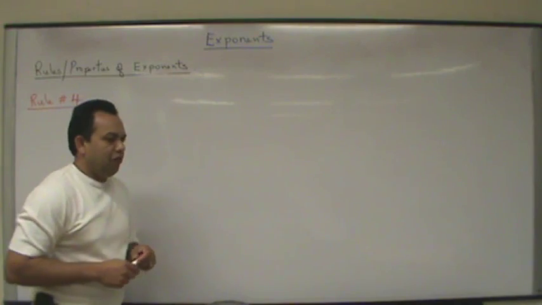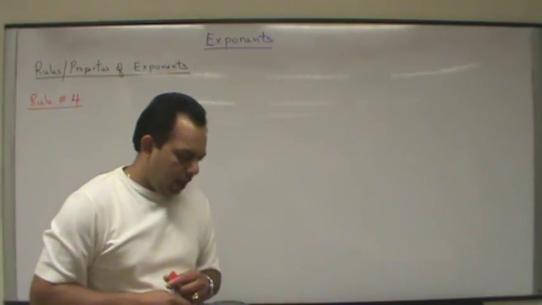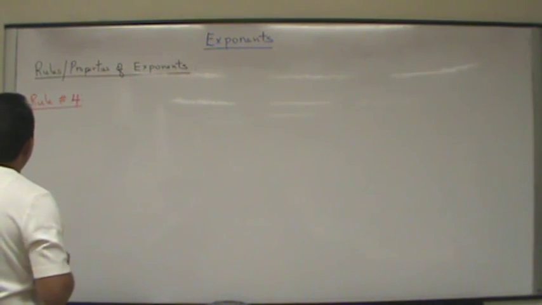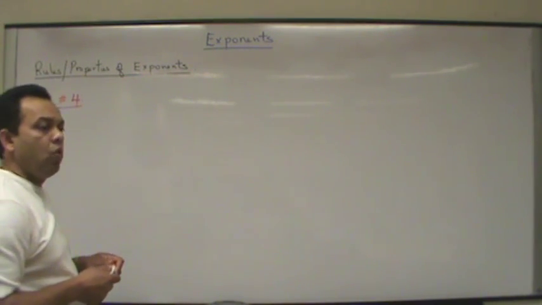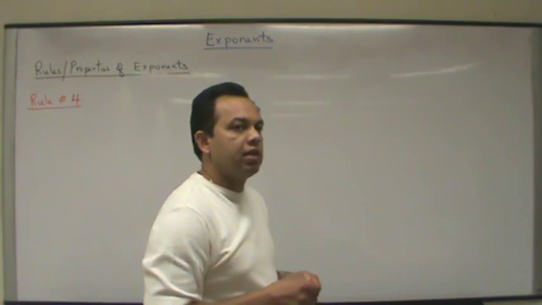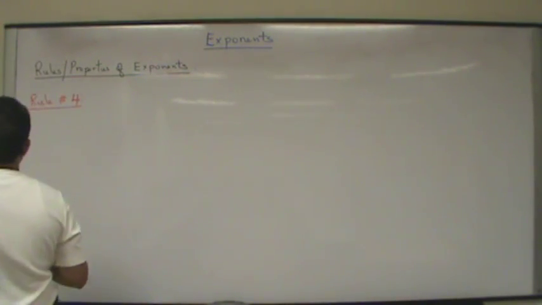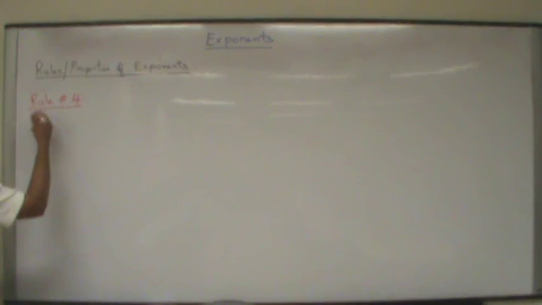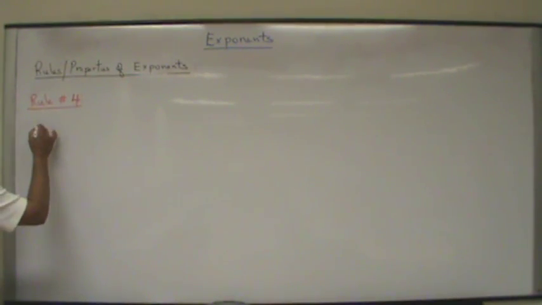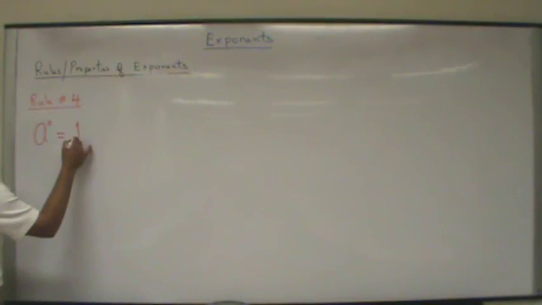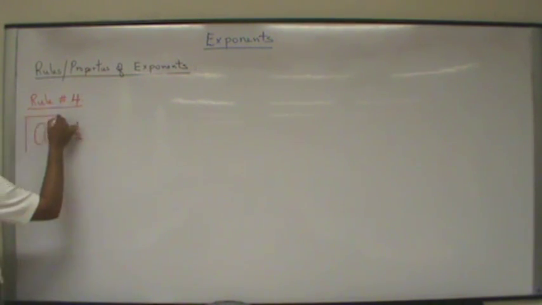Okay, let's look at our fourth rule. And our fourth rule, we'll look at how do we deal with exponents that are 0. So generally the rule is, I always like to use the rules that use variables. So how about if I have a to the 0 power? Well, anything to the 0 power is equal to 1. So here is the general rule.